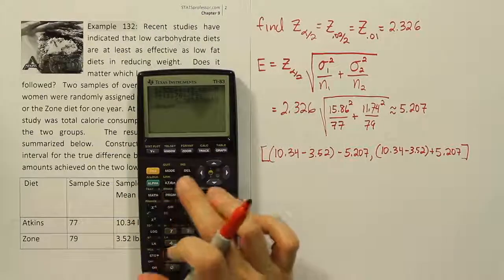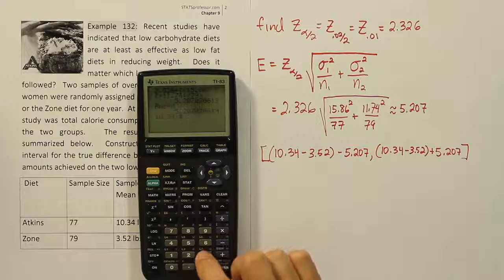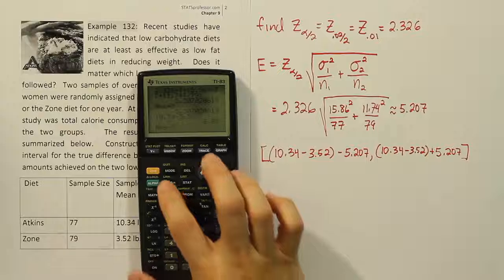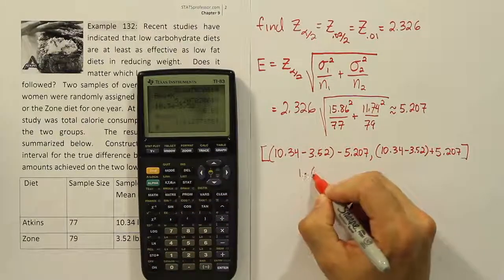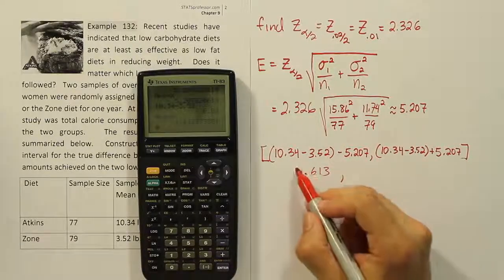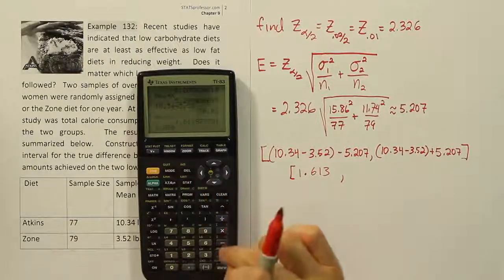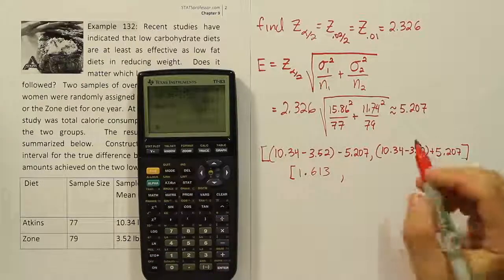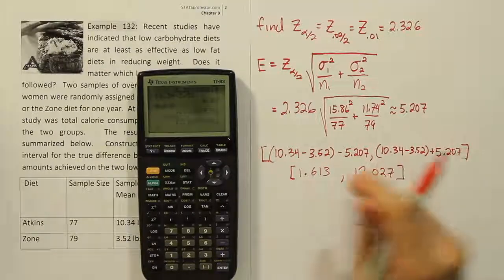I'm going to store that in my calculator as a variable called x. And then I'll do this difference, which is 10.34 minus 3.52. It gives me the answer 6.82, and I'll subtract from that x. And that value works out to be 1.613. So 1.613 for the first difference. And then we'll come along and do the same thing again, the 6.82, but this time we'll add the error to it, and we end up with 12.027. Okay, so that's our interval.